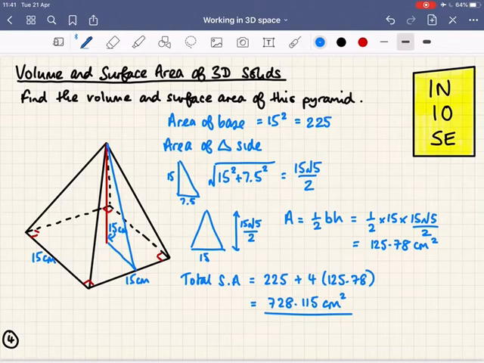So what we've done there, we've just applied the knowledge that we learnt in the earlier video about constructing right-angled triangles in a 3-dimensional shape to find missing lengths, or we could have found angles, I guess, as well.